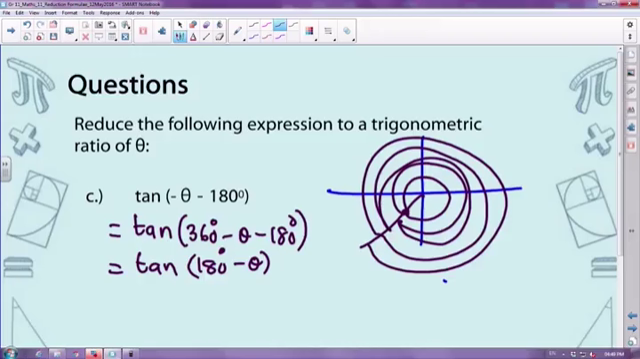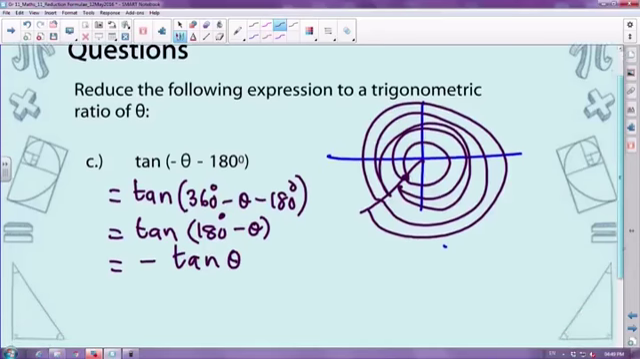Now, we go back. 180 degrees minus, which quadrant is that? 180 degrees minus is the second quadrant. How is tan in the second quadrant? It is the sine quadrant, so it means that tan is negative. You get negative tan of theta. So your simplified form is negative tan of theta.